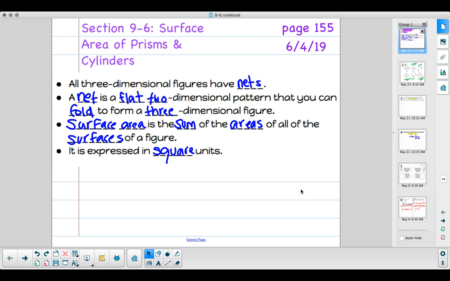Hi everyone, I just wanted to review some surface area stuff with you. I know that you went through the My HRW interactive student lesson yesterday as well as the personal math trainers, but I just wanted to go over it a little more in detail.